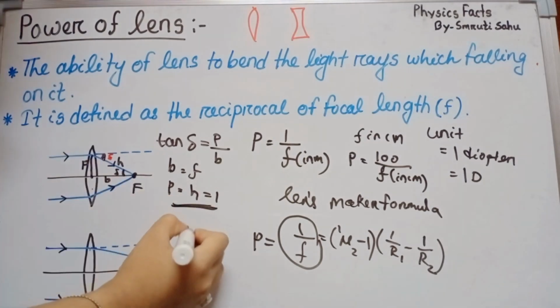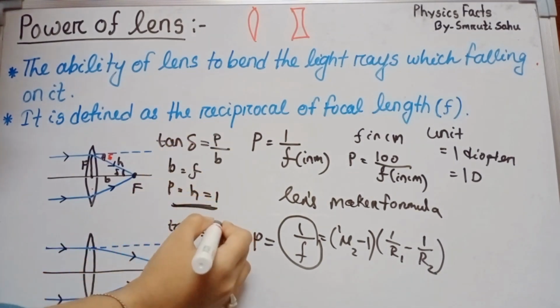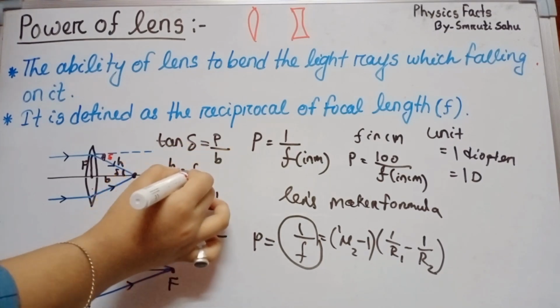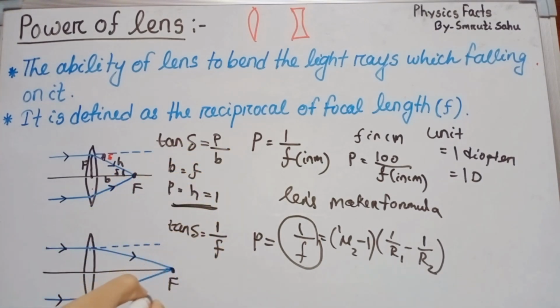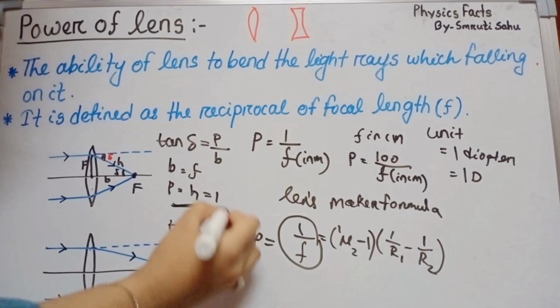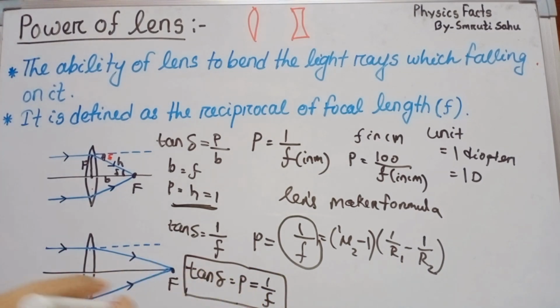Okay? Tan delta equals, in place of P, you put the value of H, that is 1, divided by, in place of B, you put the focal length. So tan delta equals 1 by F. So here we got tan delta equals 1 by F equals P. So here we got tan delta equals P. That means what we got?